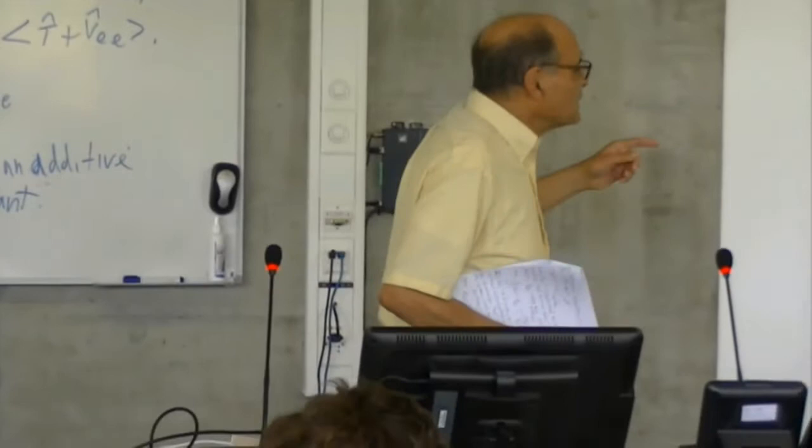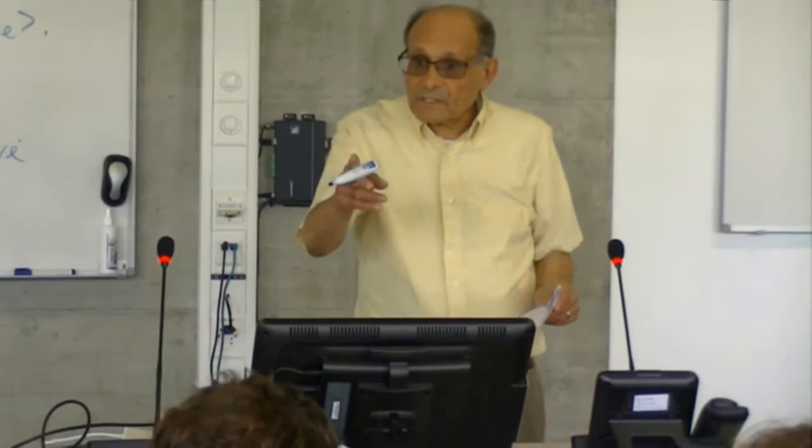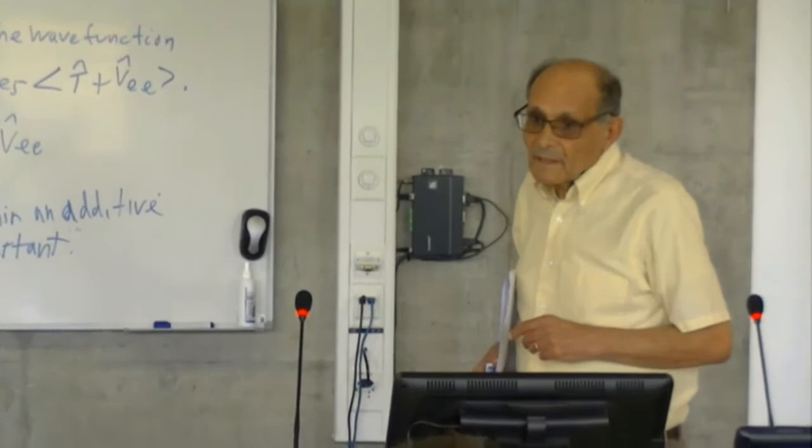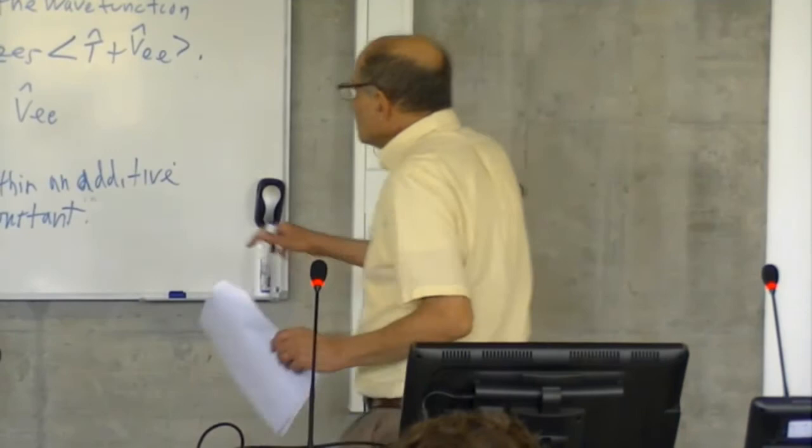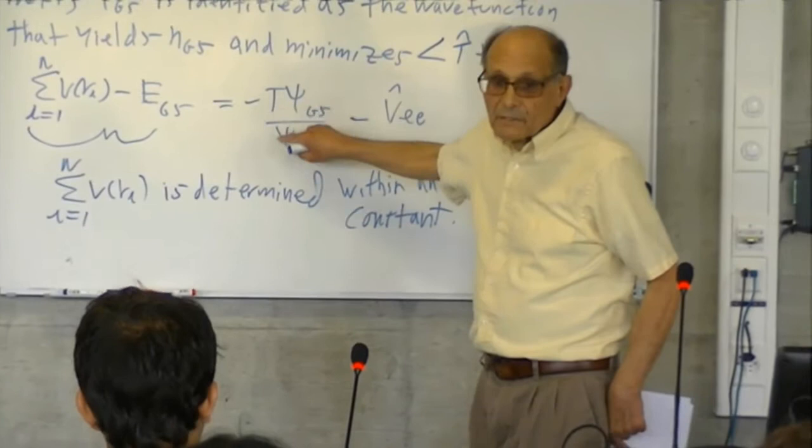Okay. So let me. You had a question. Yeah, just a small one. When you divide it by psi ground state, you cancel it on the potential side, but not on the kinetic side. Well, wait. V gets canceled out, but this involves derivatives and you can't cancel it.